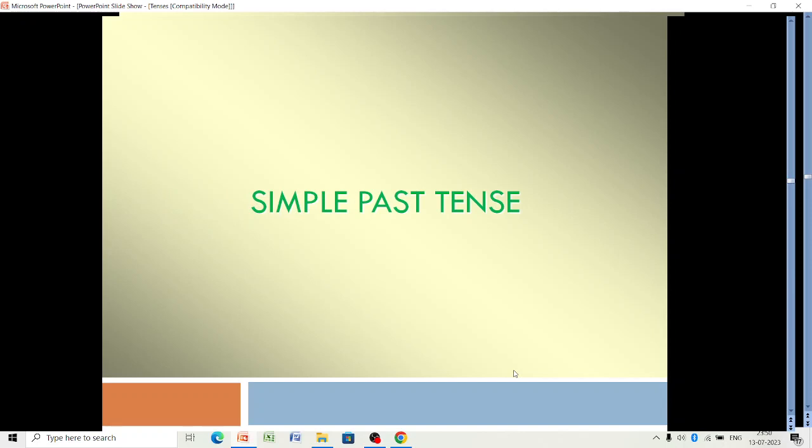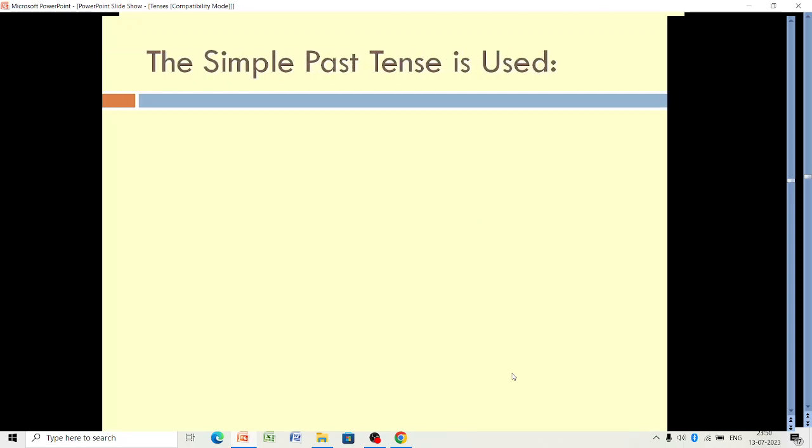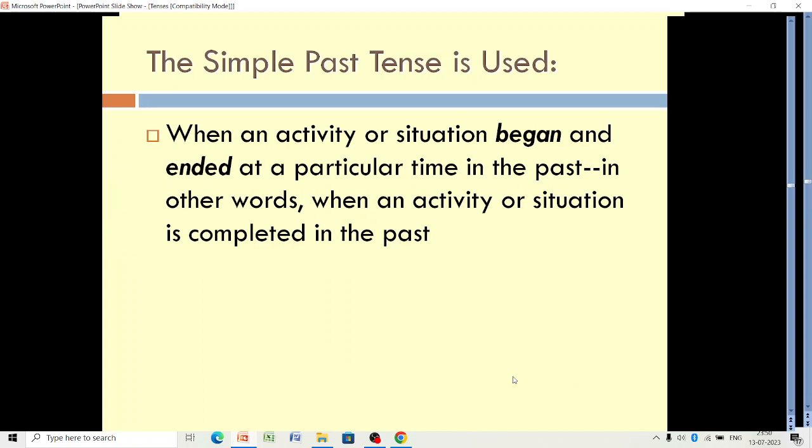Now we'll see simple past. The simple past is used when an activity or situation began and ended at a particular time in the past. In other words, when an activity or a situation is completed in the past.